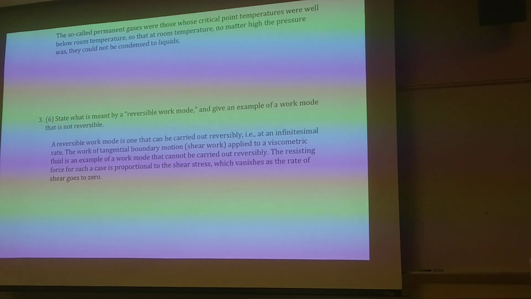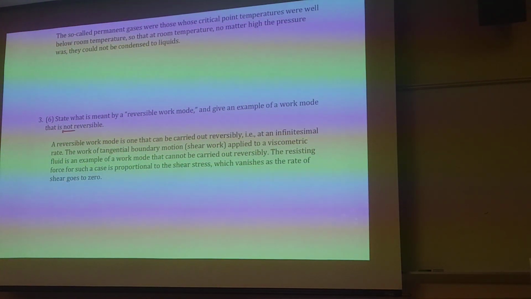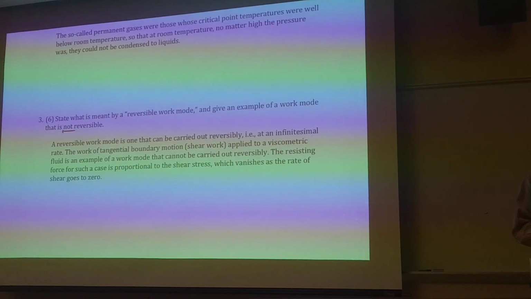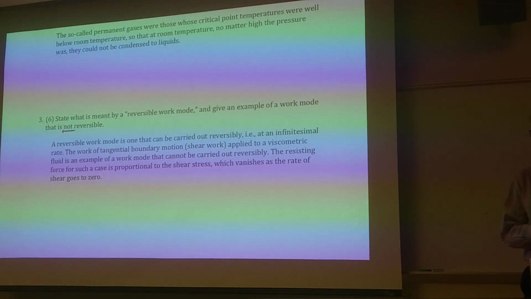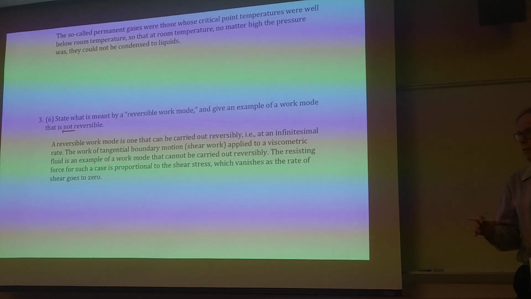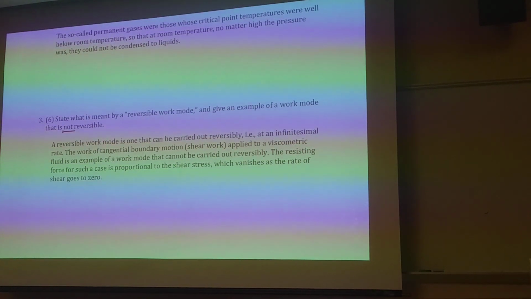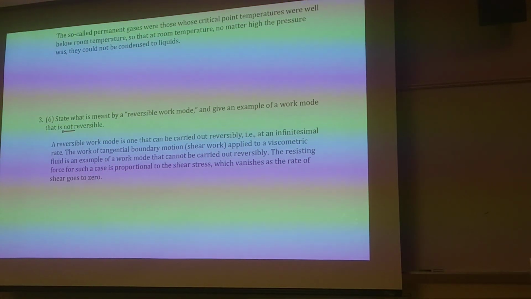Third, here you're asked to state what is meant by a reversible work mode and give an example of a work mode that is not reversible. Well, reversible work modes are ones that can be carried out at an infinitesimal rate so that you only have a differential driving force. An example of one that is not possibly reversible is the one called tangential boundary motion, or work of stirring. Anytime you have friction involved as the source of your resisting force, then that is not a possible reversible work mode. Because at an infinitesimal rate, those types of resisting forces go to zero.